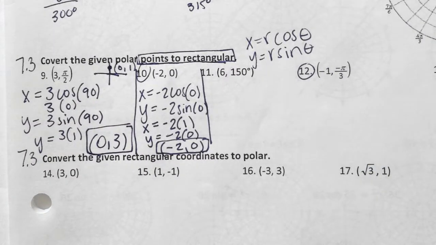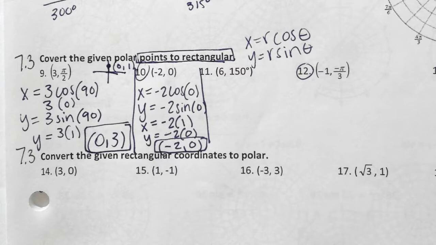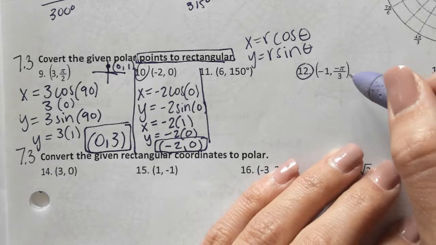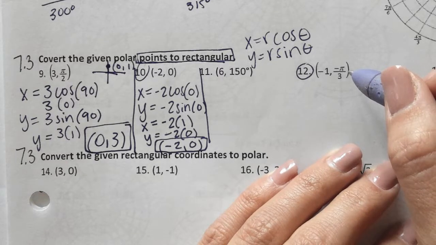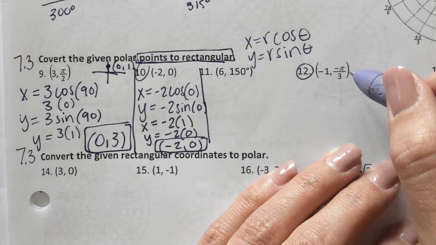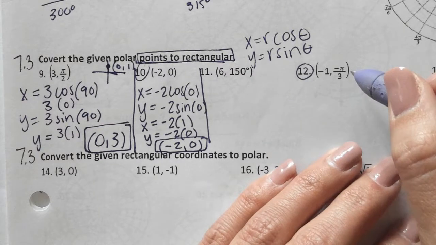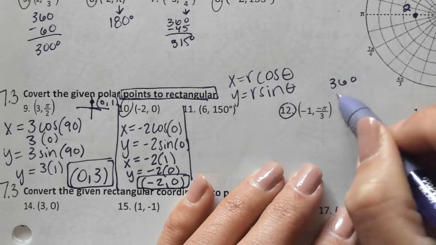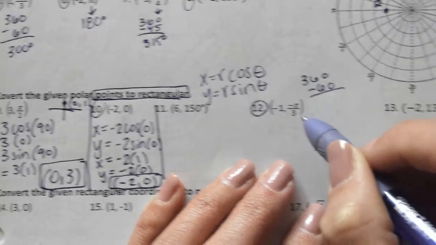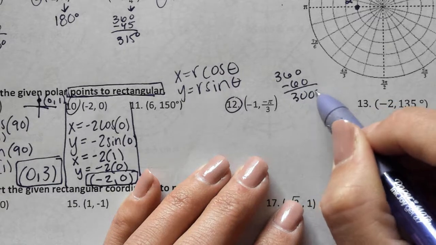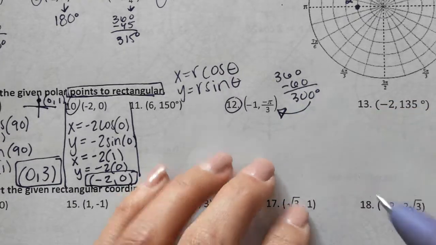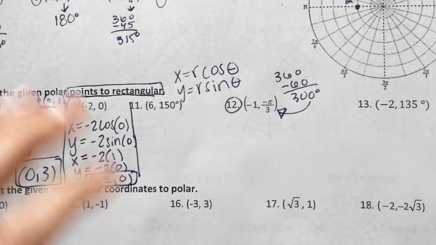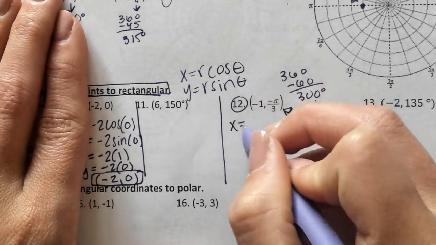Alright, last one together, and then I'll let you do 11 and 13 on your own. Negative pi over 3, what is that? Negative 60. So you would do 360 minus 60. So this is really the same thing as what? Good, 300 degrees. Does everybody know how I got that? Yes. Okay.